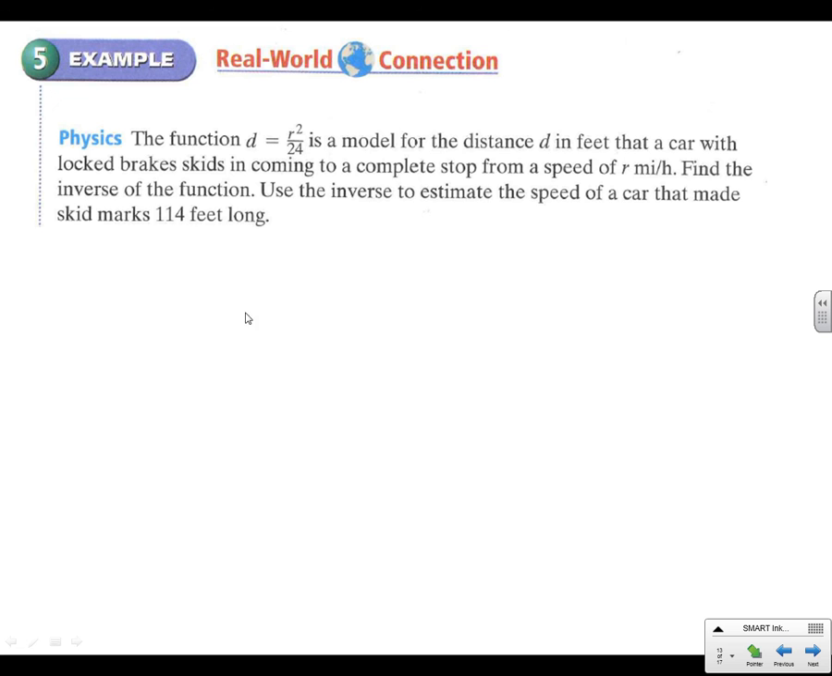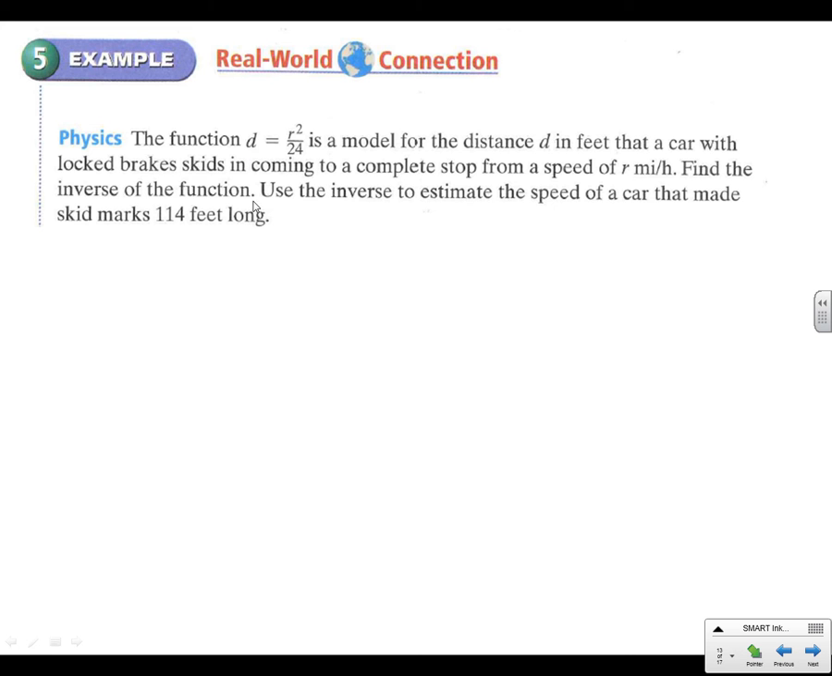All right, let's take a look at a word problem here. D equals r squared over 24 is a model for the distance in feet that a car with locked brakes skids in coming to a complete stop. All right, so r is our speed in miles per hour. So the more speed we have, the faster we're going, the farther we're going to skid if we throw the brakes on and have to come to a complete stop immediately.